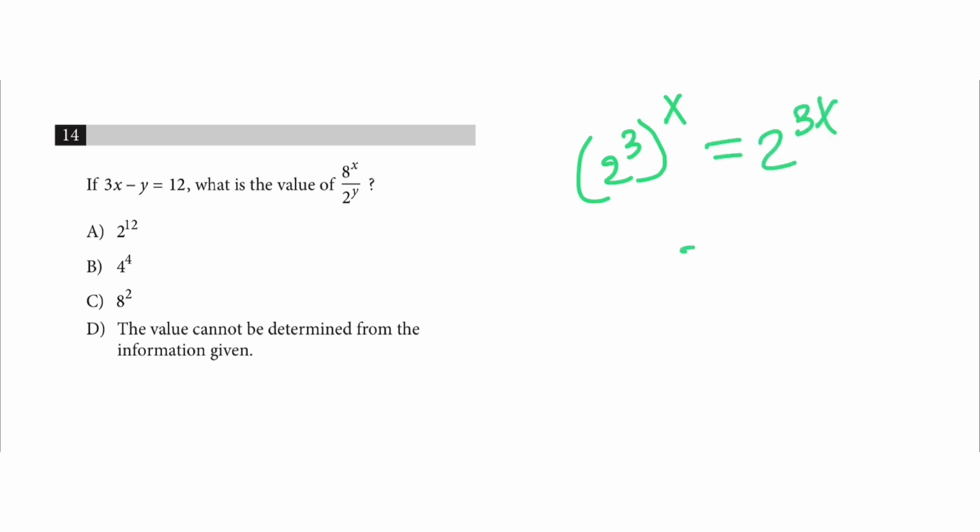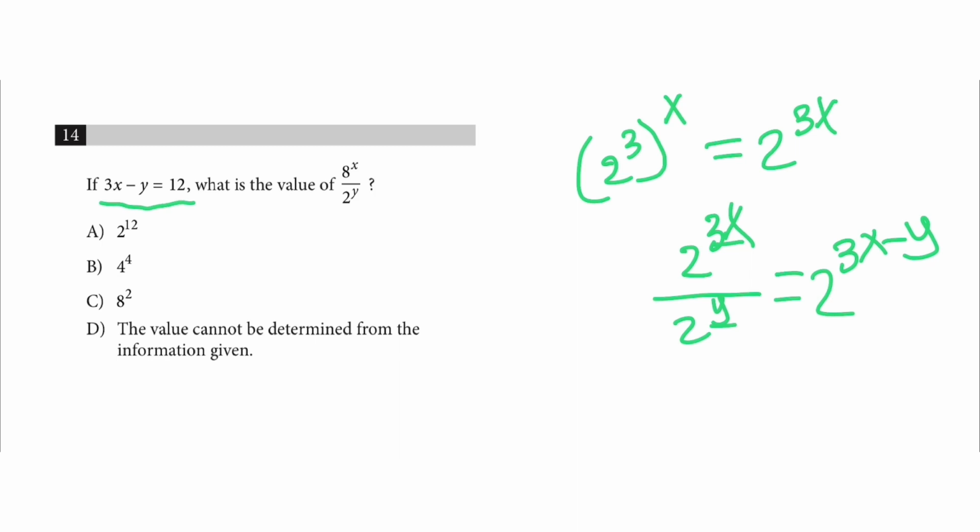So now you have 2 to the power of 3x over 2 to the power of y. Now, if you remember another thing from exponent rules, if you have the same base in an exponential expression and you're dividing these exponential expressions by each other, you can just subtract the exponents. So you'll get 2 to the power of 3x minus y, which is really convenient because they gave us that 3x minus y is 12. So you can just plug that in here, 2 to the power of 12, which is a.